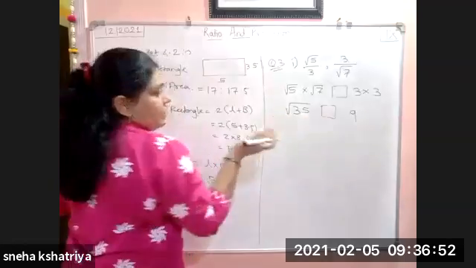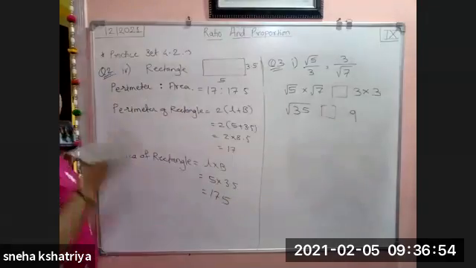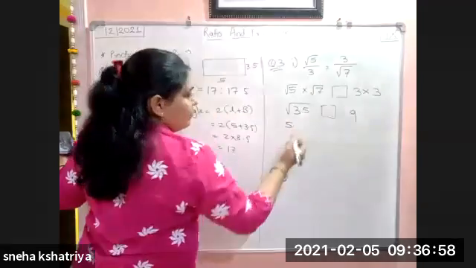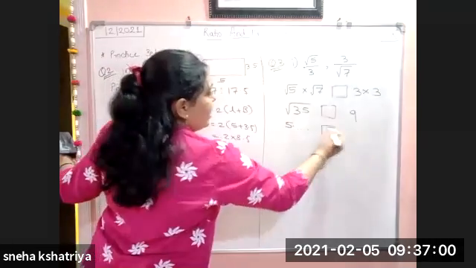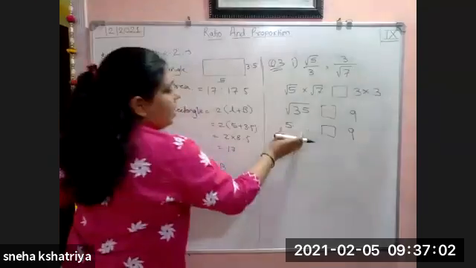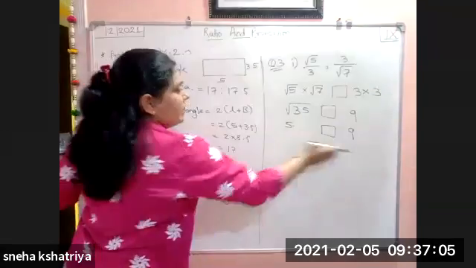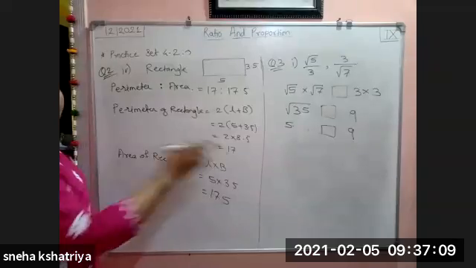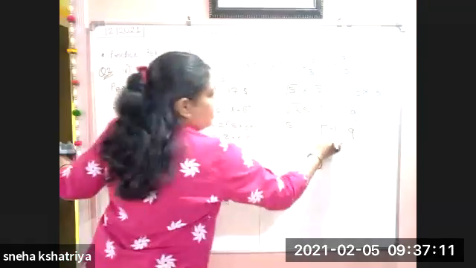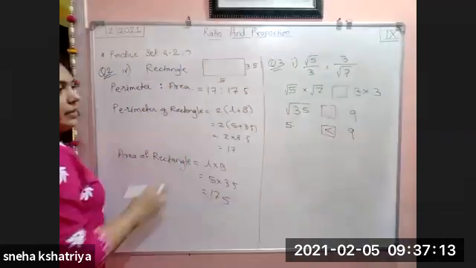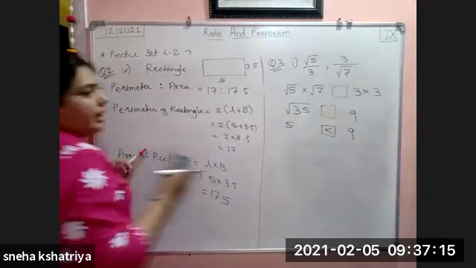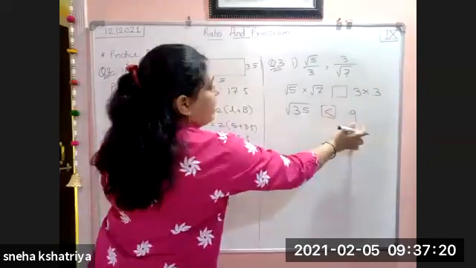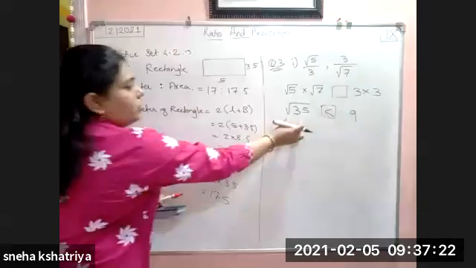Because it is 35, not 36. If it were 36, 6 would come. It is less than 6, meaning the value is something like 5 point something. Now tell me, if it is 5 and this is 9, which number is greater? 9 is always greater. So 9 will become greater than root 35, and this sign will come in the box.